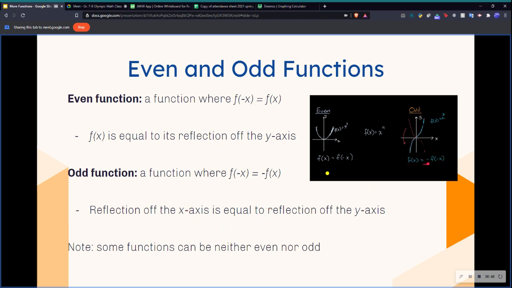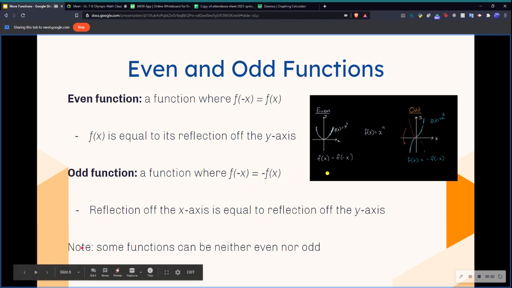And you can also say f of x is equal to negative f at negative x. But I think this one's easier to understand right here. So you have a reflection off the x-axis is equal to a reflection off the y-axis. Right? And also note this. Some functions can be neither even nor odd.